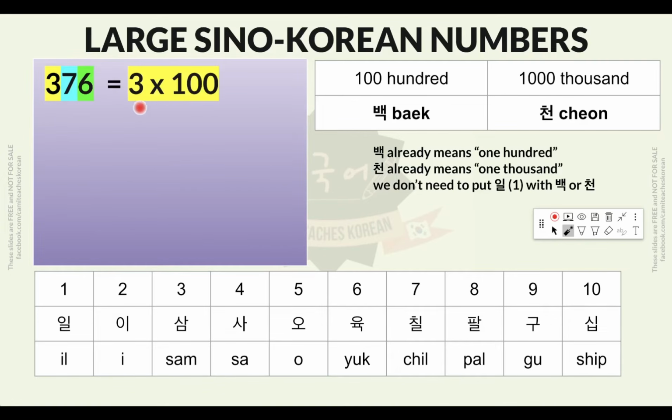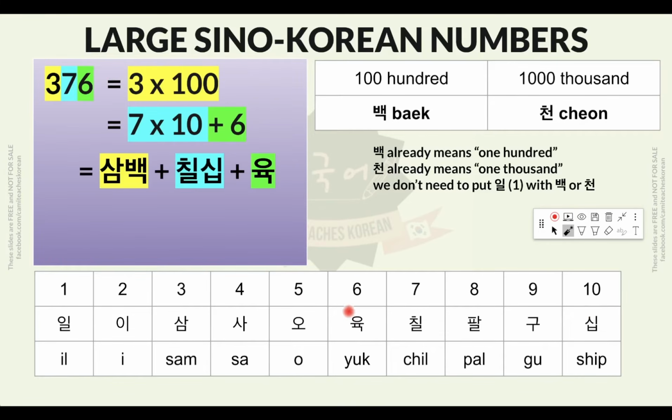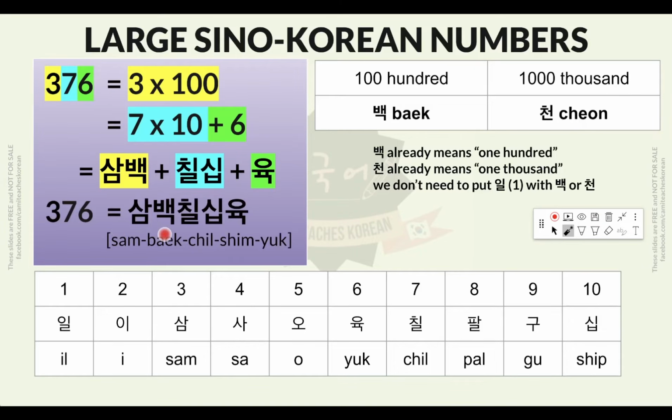3 times 10 po siya, so sam-bek. Diba? Ang 70 naman, 7 times 10 po yan, so chil-ship for the 70. And then, yung last digit natin na 6, ayan sa dulo, lagyan lang po ng yuk. So, sam-bek for the 300, chil-ship for the 70, yuk para sa last digit na single digit. Sambek chil-shim-yuk.